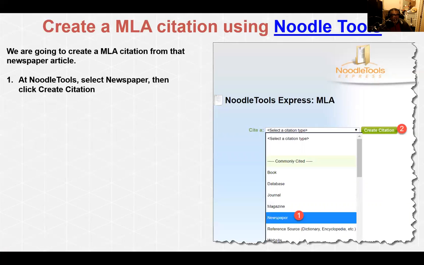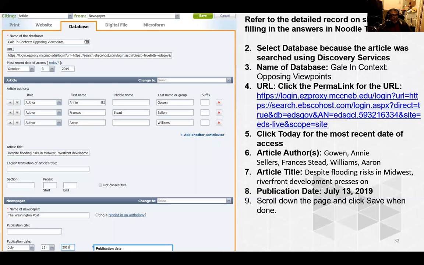We are going to create an MLA citation from that newspaper article. At NoodleTools, select newspaper, then click Create Citation. And there you'll get a whole list of items that you can fill out. Refer to the detailed record on slide 28 when filling in the answers in NoodleTools. Select a database because the article was searched using Discover Services. Name of database, Gale In Context.